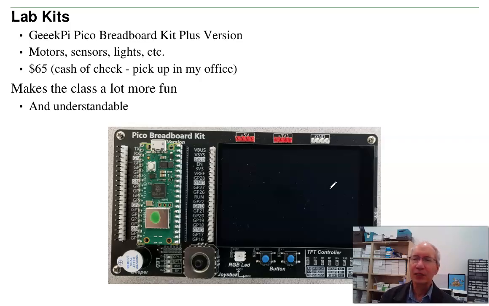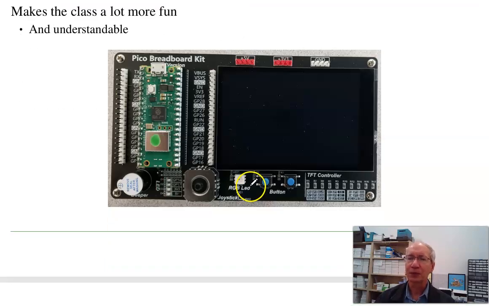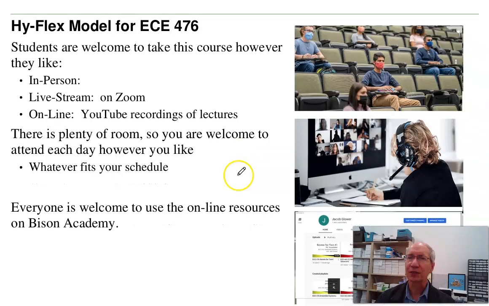In terms of lab kits, there is a required lab kit for this course. The lab kits are $65, cash or check, made out to Society of Women Engineers. The lab kits have actually about $67 in parts in them. We lose money in every kit, but it keeps things simple if the advanced embedded kits cost the same. The lab kits also make the course a whole lot more fun and understandable. So you're going to need a lab kit.